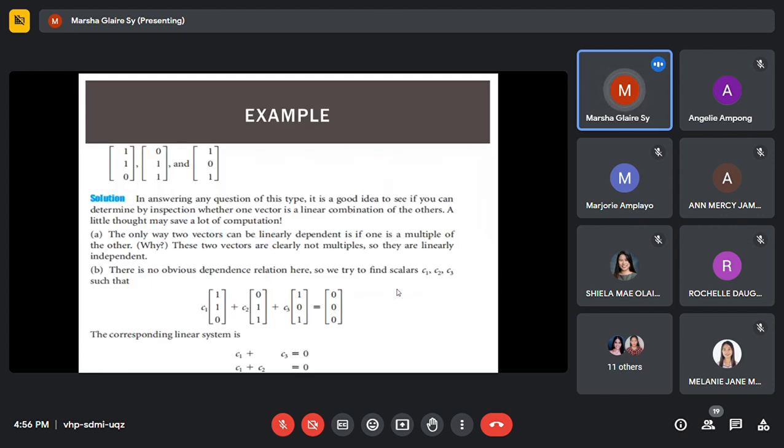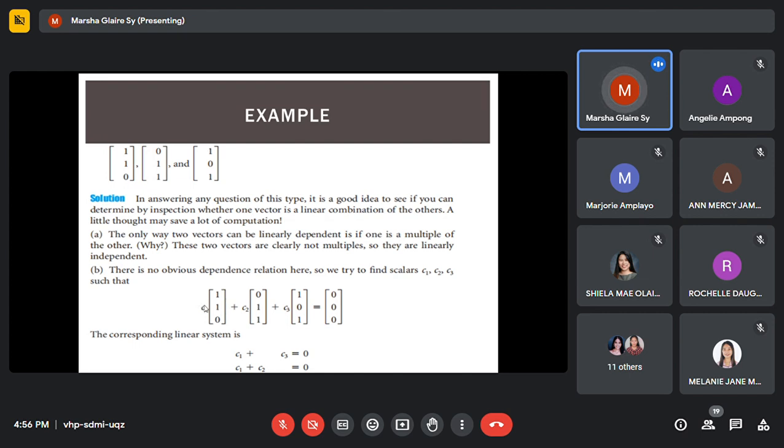So we have here an example. We have here the vectors (1, 1, 0), (0, 1, 1), and (1, 0, 1). In answering this question, it is a good idea to see if you can determine by inspection whether one vector is a linear combination of the others. So we have here, in answering this equation, we need to find scalars first.